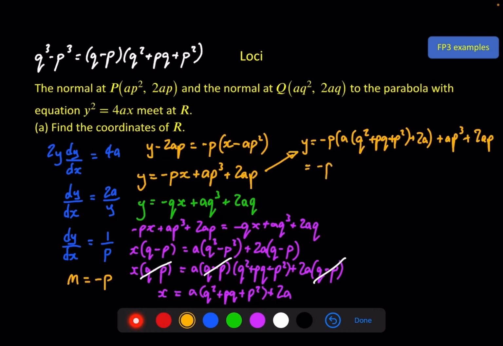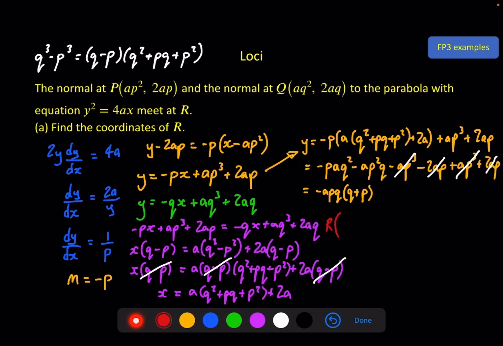We're going to have a -p times a times q², -a times p²q, -a times p³ and -2ap, and we still have +ap³ and +2ap. So that did help because this will cancel with this, and my -ap³ + ap³ will cancel as well. So that simplifies quite nicely. -apq + p. So after a reasonable amount of work, we've got the x coordinate of R, a(q² + pq + p²) + 2a, and the y coordinate -apq(q + p). That is the first part of the question done, with a very important sneaky trick to remember here.